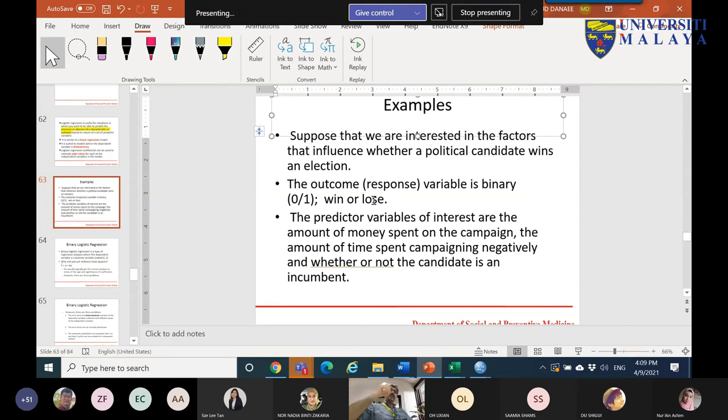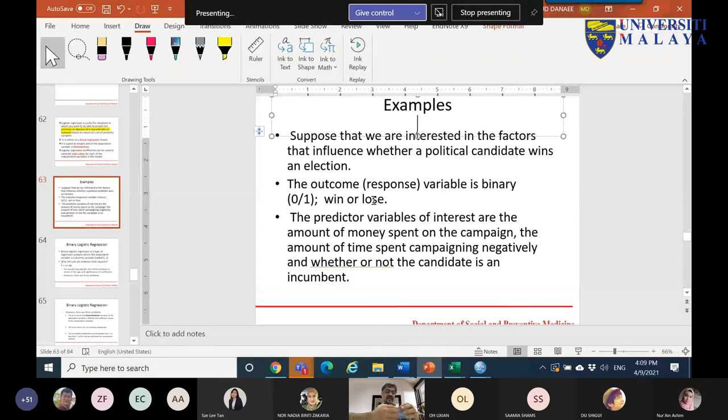For your information, binary logistic regression is one of the most commonly used techniques and methods in big data analytics for the decision making process. The decision making process includes several steps.